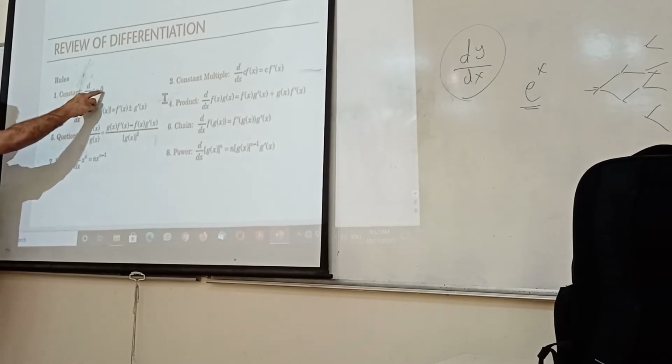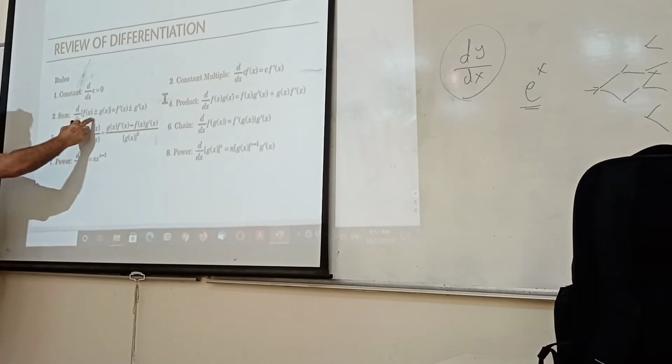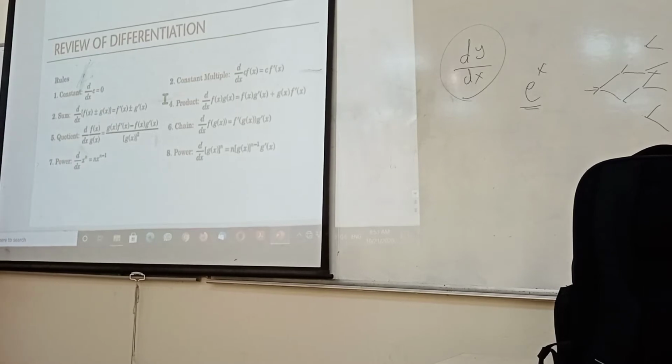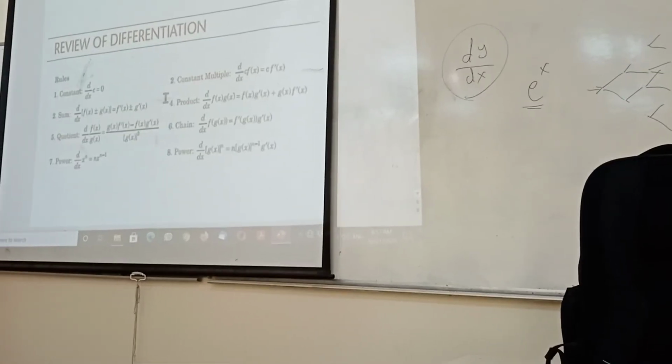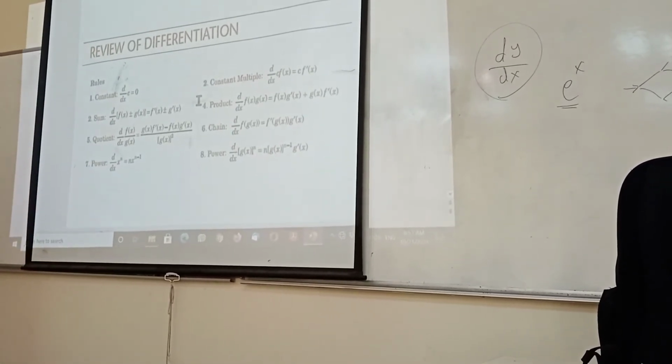The derivative of constant is 0. Derivative of function plus or minus another function is the derivative of the first function plus or minus the derivative of the second function. Those are the rules, and it's available in any mathematics book. Whenever you open any mathematics book, at the end or at the beginning, you'll find all these rules. So you have to review it. You have to remember it, because you will use it frequently.